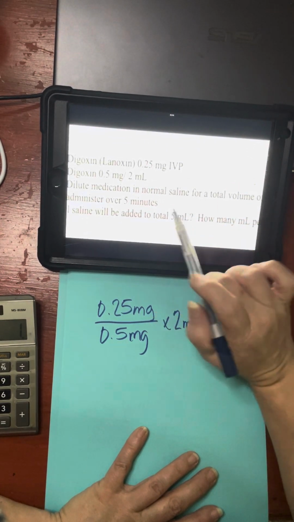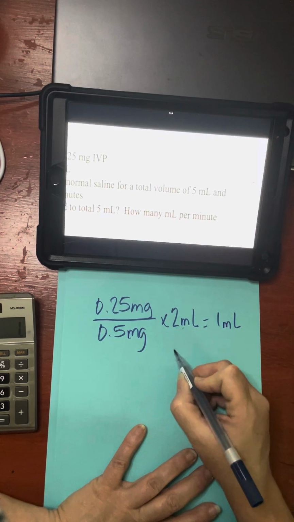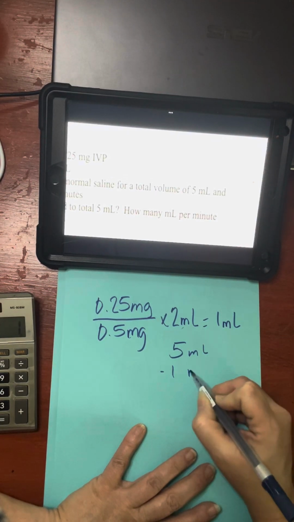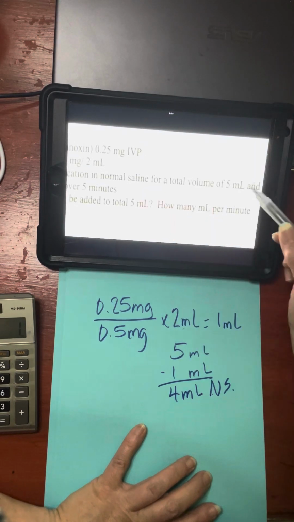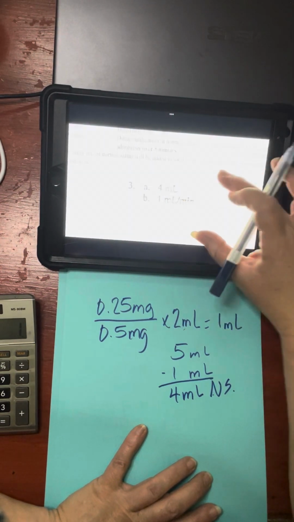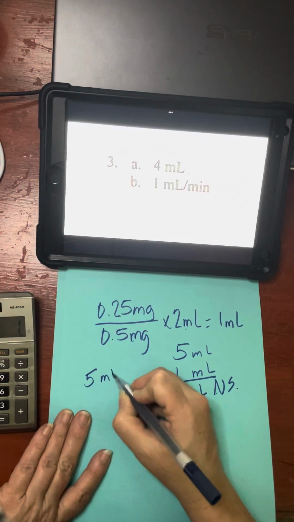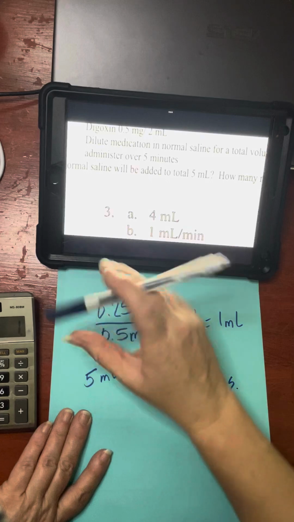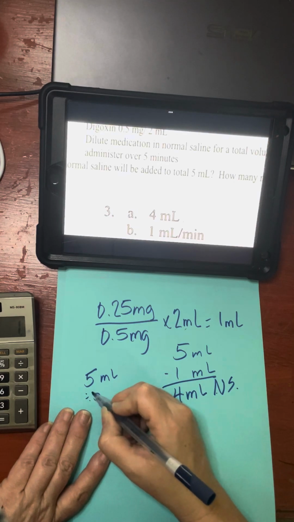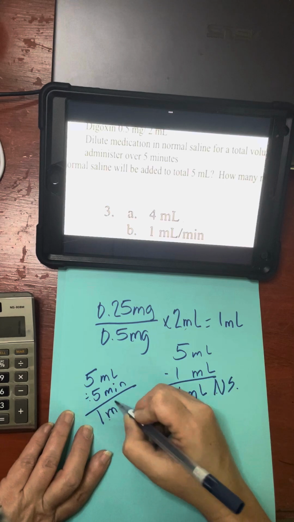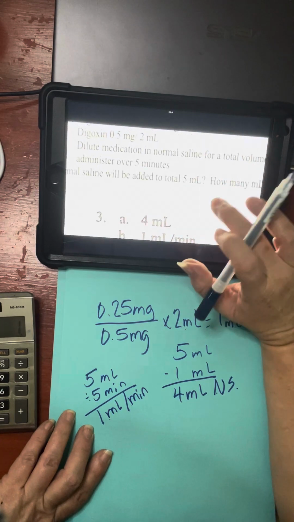Okay, and then it says dilute the medication in normal saline for a total volume of 5 milliliters. I've got 1 milliliter there, so I can do 5 milliliters minus 1 milliliter. And I can tell Ethel I'm adding 4 milliliters of normal saline to the syringe for a total volume of 5. And then if we have 5 milliliters, this says we have to administer it over 5 minutes. So if you got 5 milliliters, we can divide it by 5 minutes, and it'll tell you you're going to give 1 milliliter per minute. Saved another one.